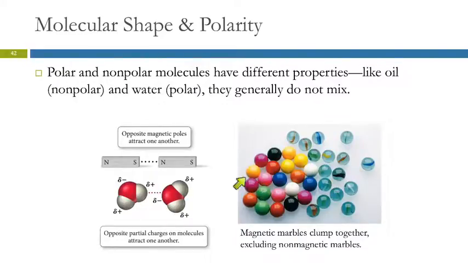And if there are any glass marbles in there, what happens to them? They just get pushed out. And that's exactly what's happening between oil and water. The water molecules are attracted to each other quite strongly. They're not attracted to the oil molecules, and the oil molecules aren't particularly attracted to each other either. And so they just get pushed out. So it's the water clumping together and pushing the oil out. The oil floats instead of sinks because it's less dense. Any questions?